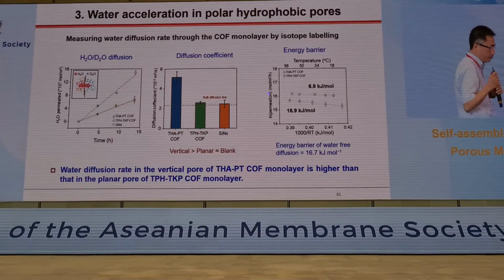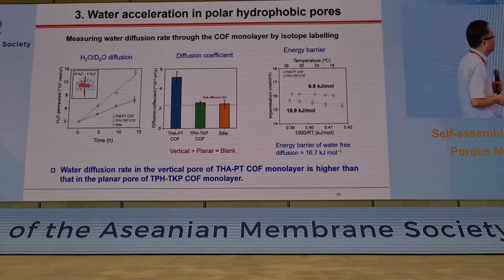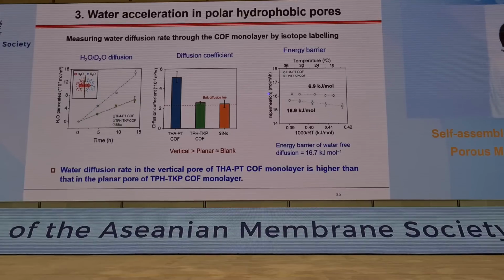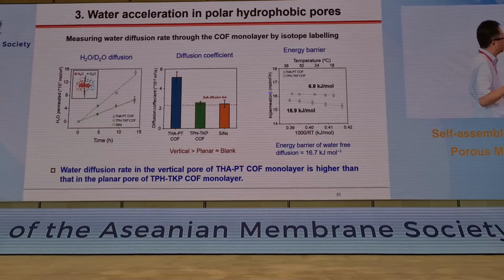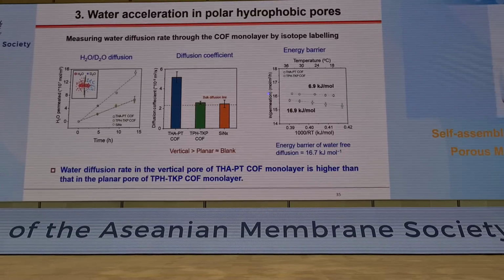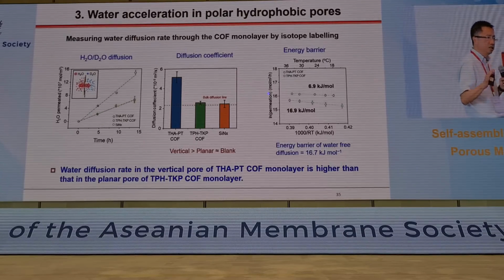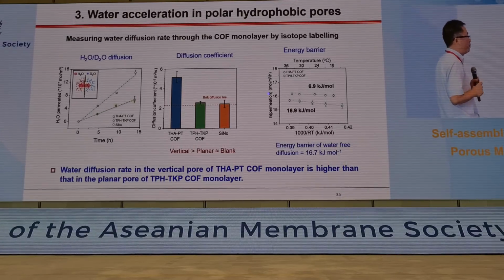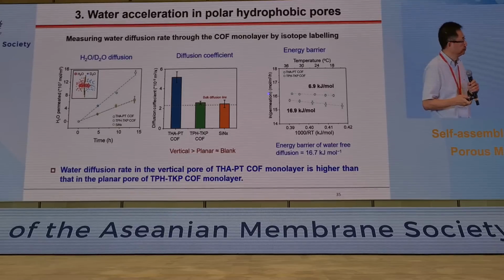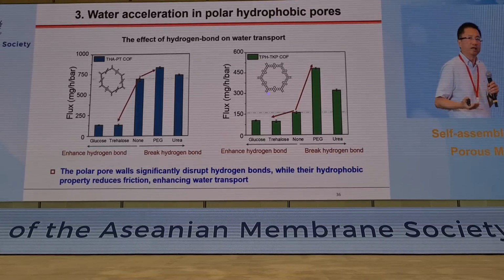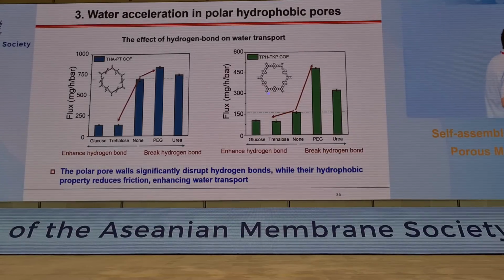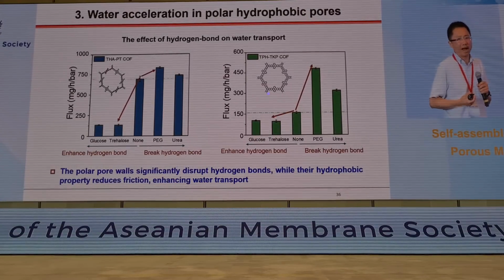Moreover, we did some quantitative calculation. We found that the transmembrane energy barrier for the water is quite low. It's only 6.9 kilojoule per mole. It's much lower than the energy barrier of the water free diffusion. So we want to know why we can realize the water acceleration by the membrane.